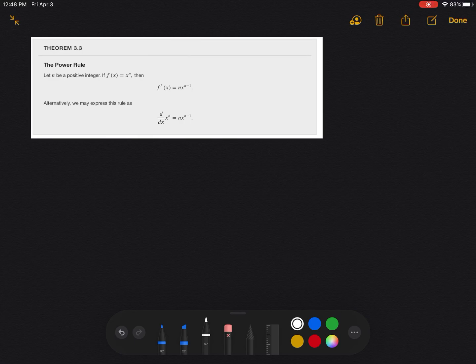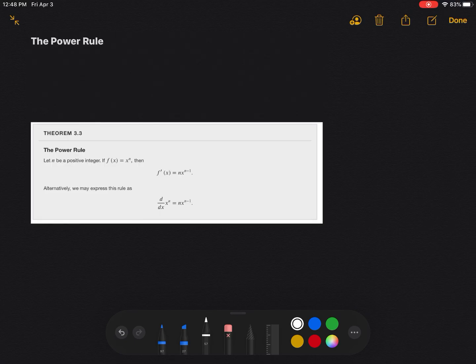This is copied straight from your textbook. It says if n is a positive integer and f of x equals x to the n, then when I take the derivative, this is what happens. So let's do an example here.